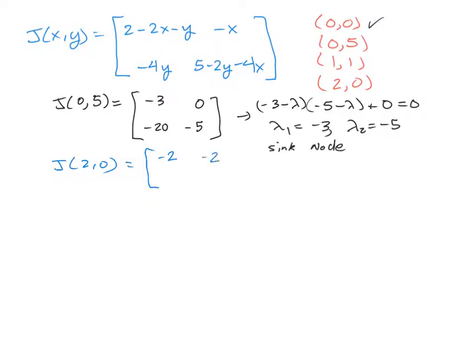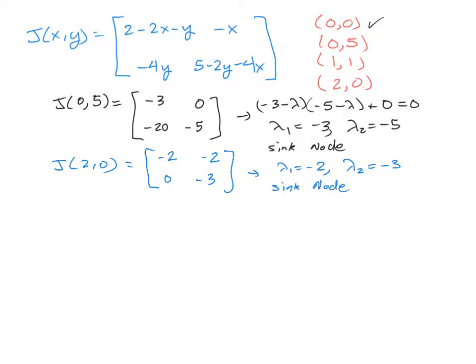Let's just say that. And then the y-coordinate we know is 0. And then down here, that is 5 minus 2 times the 0 minus 4 times the 2. So that's 5 minus 8, which is negative 3. And once again, we can look at our main diagonal, and we notice that we have lambda 1 equaling negative 2, and lambda 2 equaling negative 3, and we have another sink node.